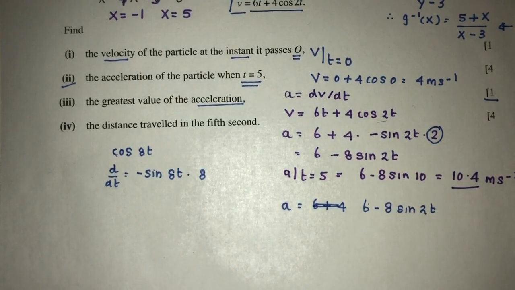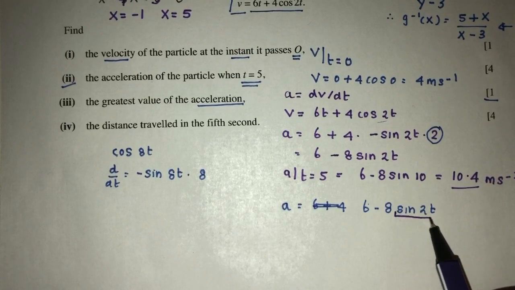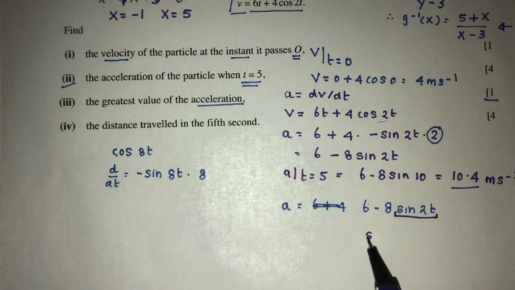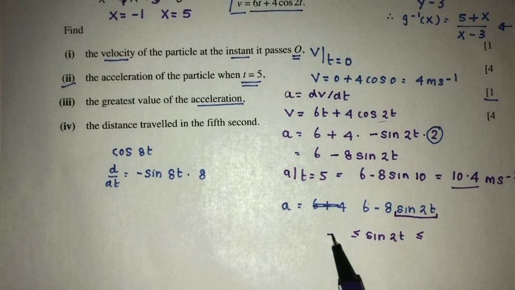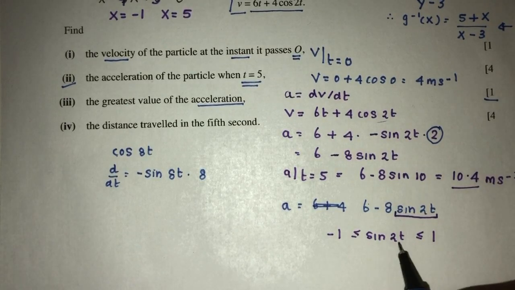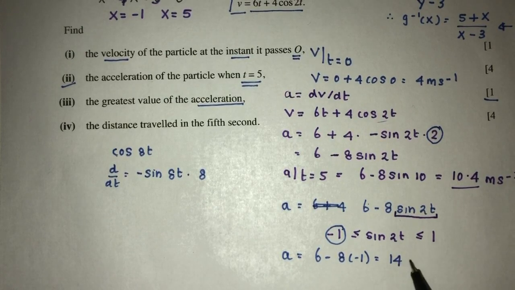Now, we can actually just do this by observation. So we have here sine 2t. Something we know is that sine 2t will always be between the values of minus 1 and 1. Now if I take the value of sine 2t to be minus 1, that will be 6 minus 8 times minus 1, that will be 14. So the maximum value for a will be 14 meters per second square. And that is your answer for part 3.